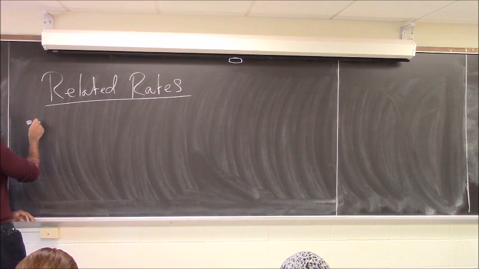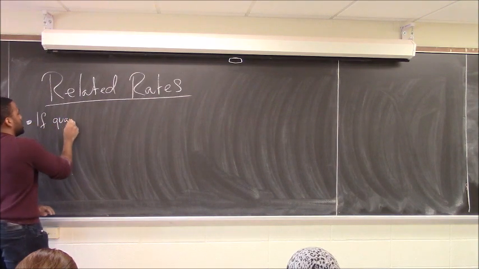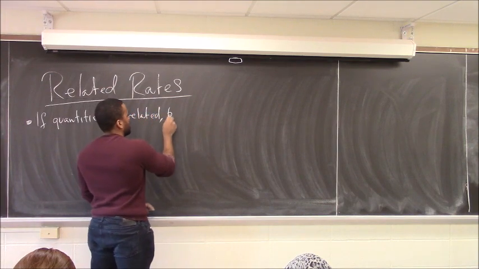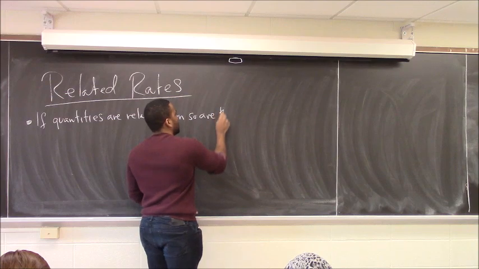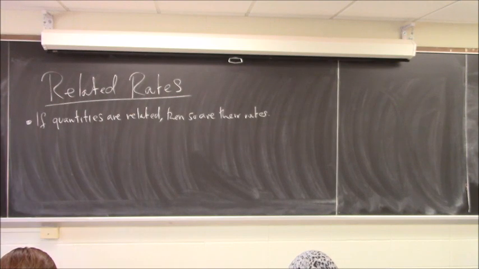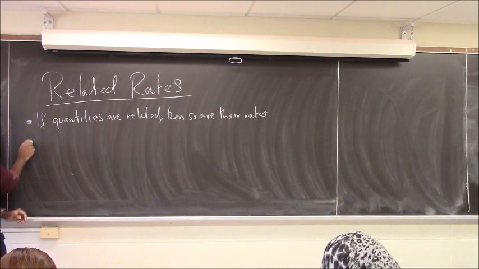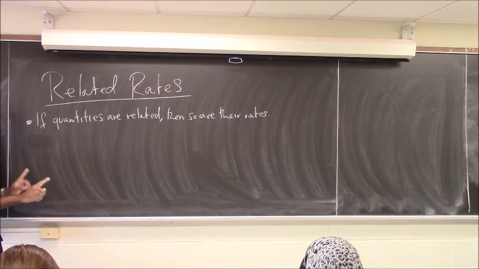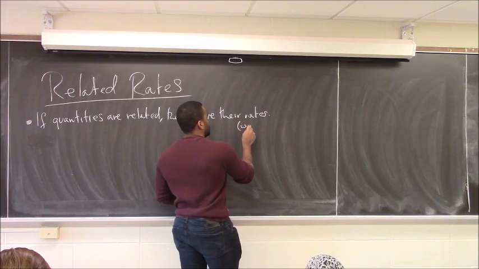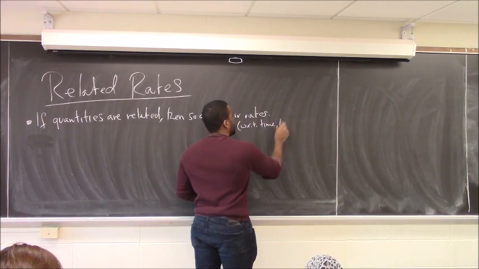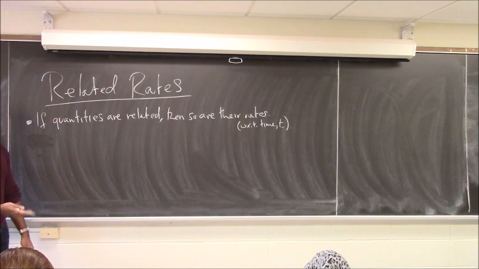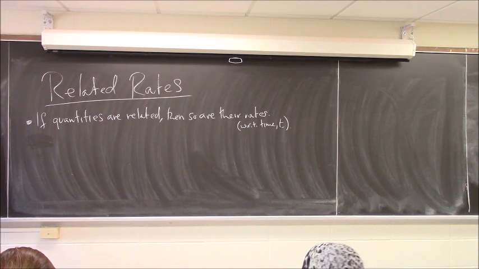If quantities are related, then so are their rates. That is the prime observation here by which you can solve these. And by the way, in the case of related rates, you're always doing things with respect to time. Right, so t is going to be your independent variable. That's the guy that when you differentiate, you don't have to do anything, but everyone else, you have to actually multiply by their prime. Okay?